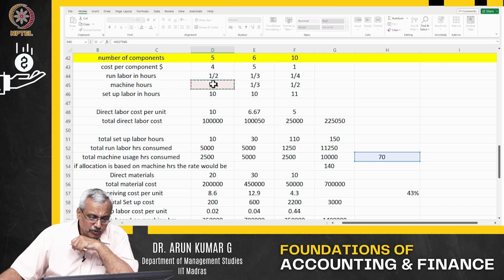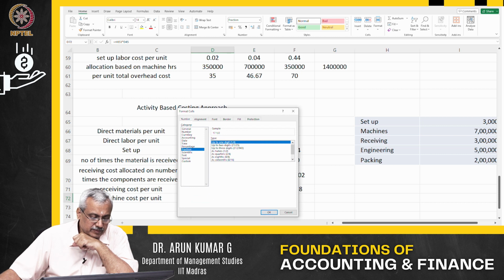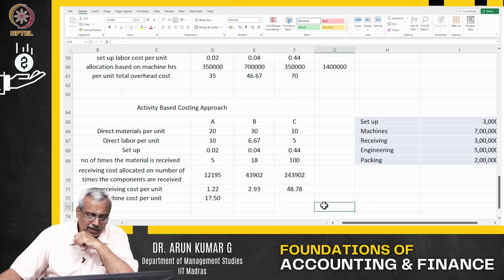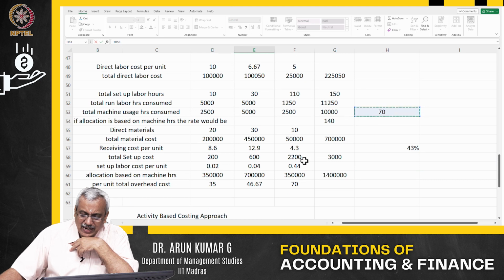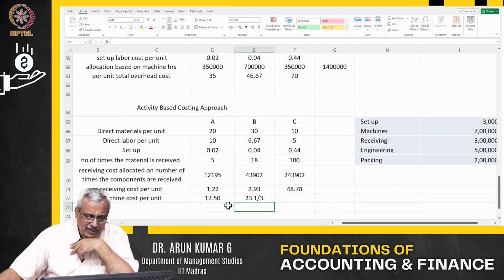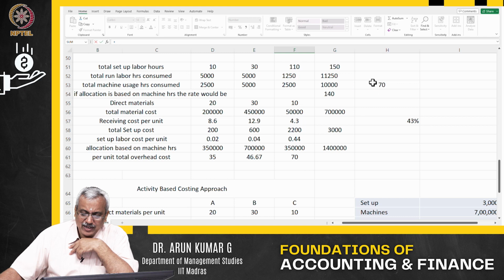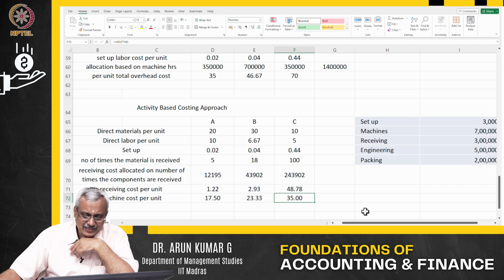For product A, I use it for 1/4 of an hour. I am using it as a decimal, so I am just going to format my cell in this particular case, and it is about 17.5. Whereas for product B, machine cost per hour is $70. For every part, I need 1/3 of an hour, so my cost is about $23.33. For product C, my machine cost per hour is $70. I need half an hour for manufacturing each part, so it is $35 per unit.